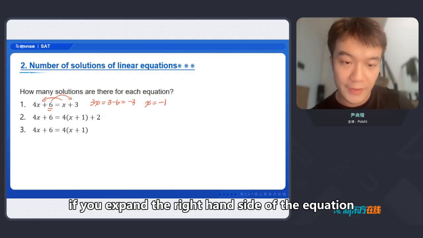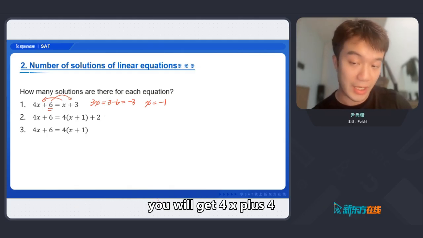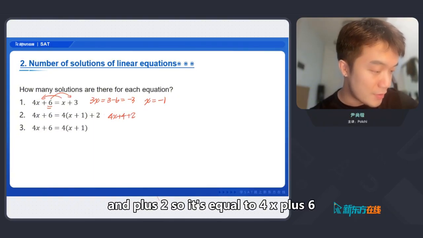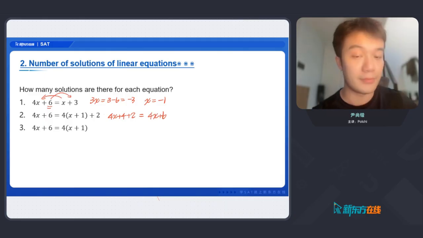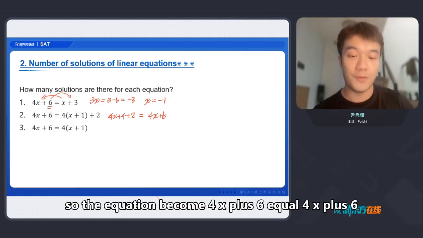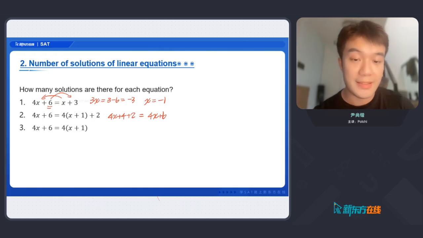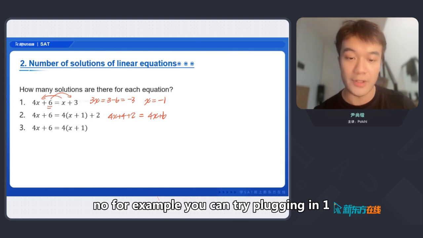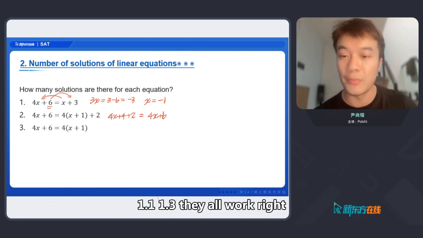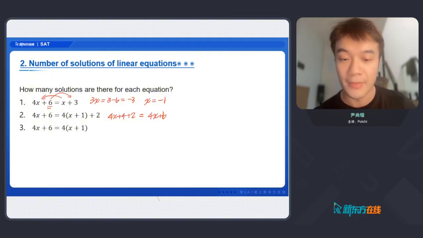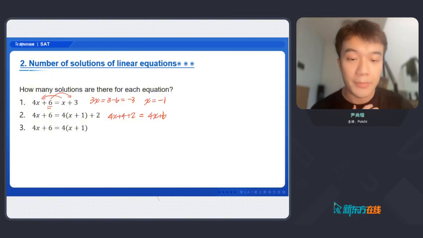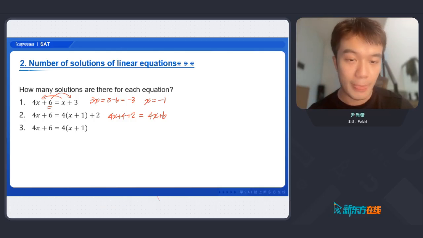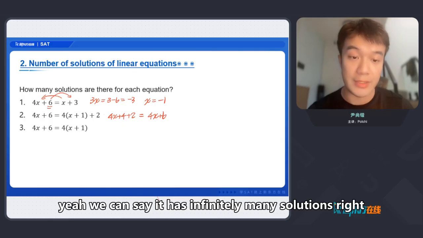For the second one, if you expand the right-hand side of the equation, you will get 4x plus 4 plus 2. So it's equal to 4x plus 6, right? So the equation becomes 4x plus 6 equal 4x plus 6. That means any value of x will make this equation true. For example, you can try plugging in 1, 1.1, 1.3, they all work, right? That's because both sides are exactly the same. So this equation has how many solutions? Yeah, we can say it has infinitely many solutions, right?